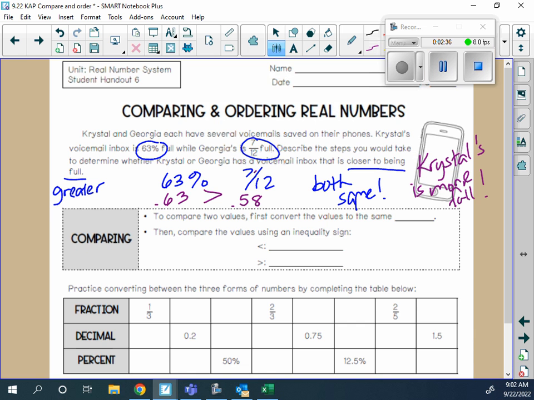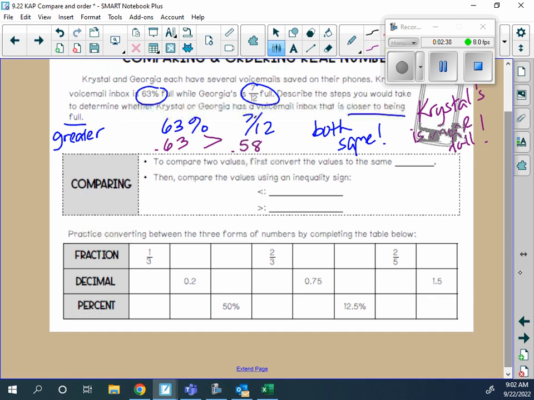Okay. What do they say? To compare two values, first convert the values to the same form. Format, that works. Then compare the values using these inequality signs. Let's remember what these mean. What does this one mean? Less than. What's this one mean? Greater than. And I know that you know those.